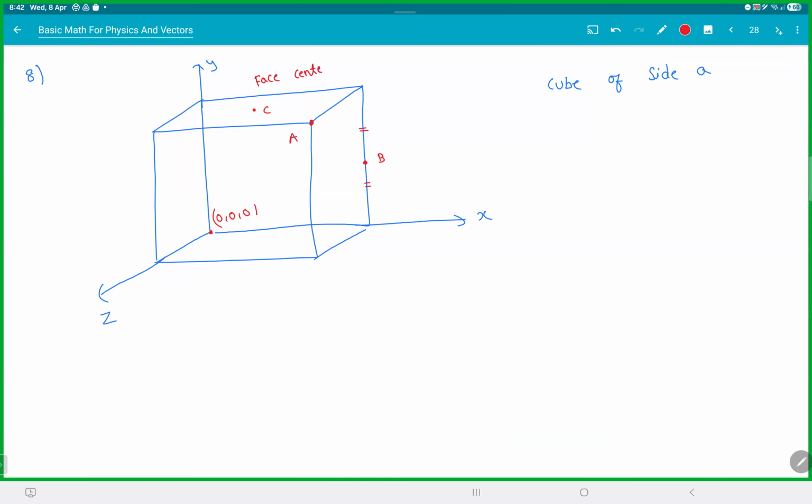So a cube has 6 faces. Think of the center of a face. In your room, look at the fan. Your fan is at the center of the ceiling, isn't it? That's called face center. Get me those coordinates there.